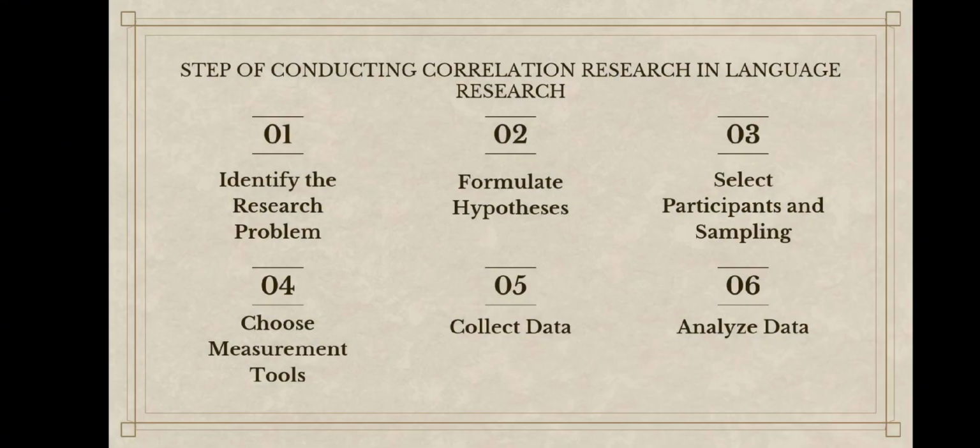And next, the steps in conducting correlation research in language research. First, identify the research problem. Define the linguistic variables you are interested in, such as language proficiency and language use in specific contexts. Second, formulate hypotheses. Develop research hypotheses about how you expect the variables to be related. For example, you might hypothesize that higher frequency of second language use correlates with better language fluency.